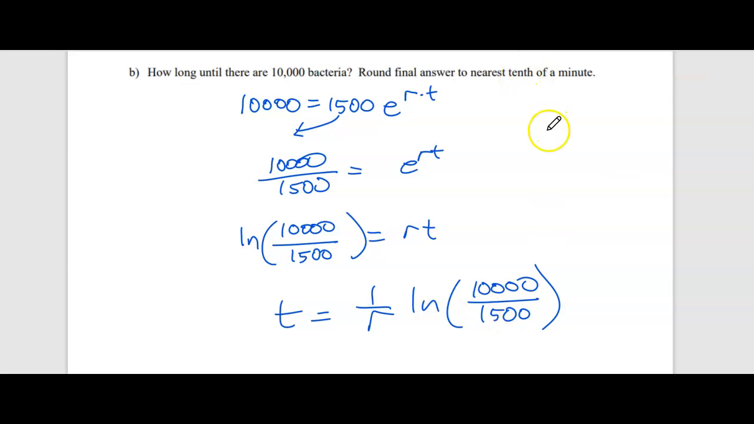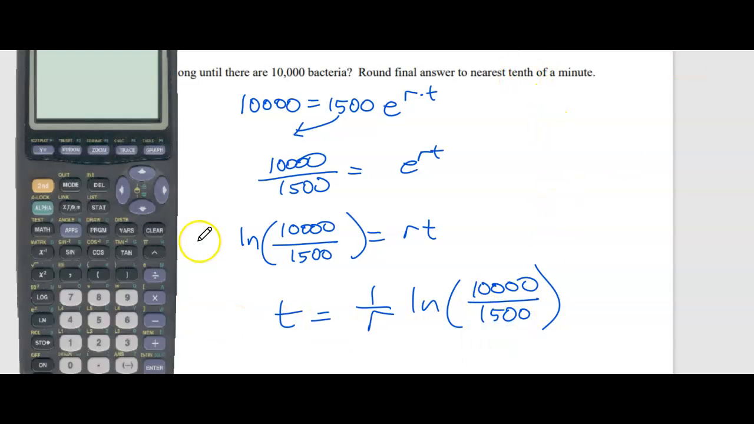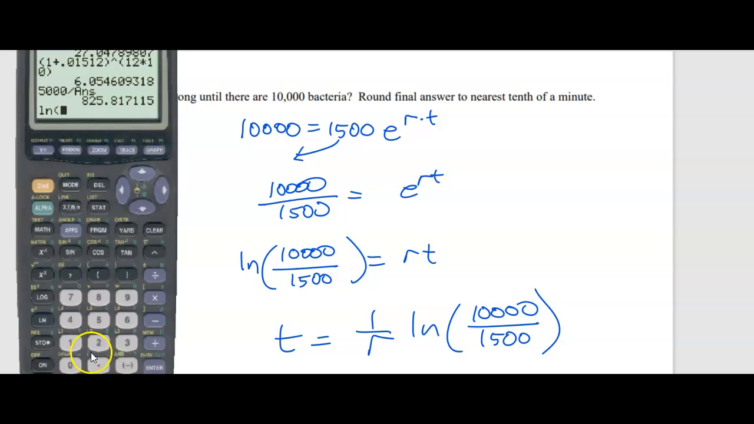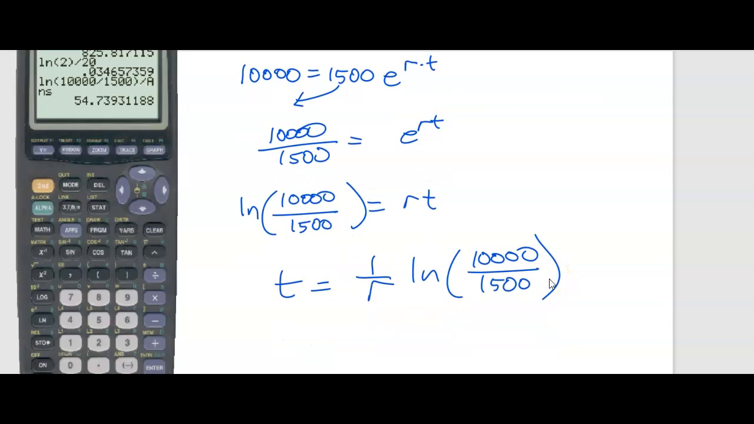So to get to the nearest tenth of a minute, first off, we had ln of 2 divided by 20. Let's work that out. This is the growth rate constant. So it's about 3.46%, but I'm not rounding this. I just put it in there, so it's now in the answer button spot. We have natural log of 10,000 divided by 1500, all that divided by our growth rate, which I have in the answer button. 54.739, to the nearest tenth, 54.7 minutes.